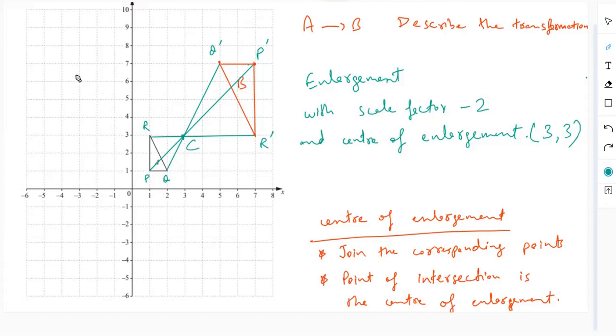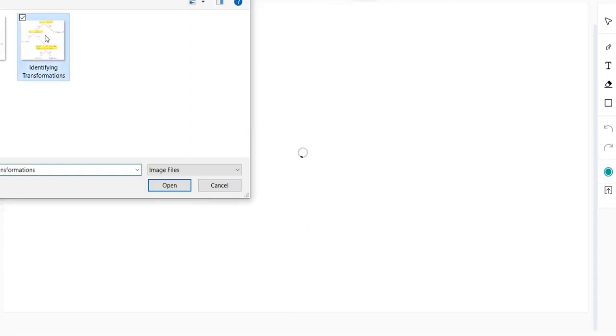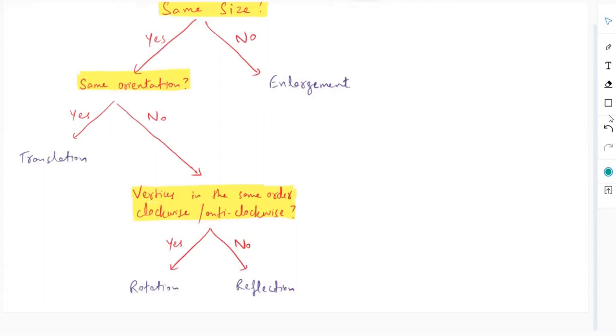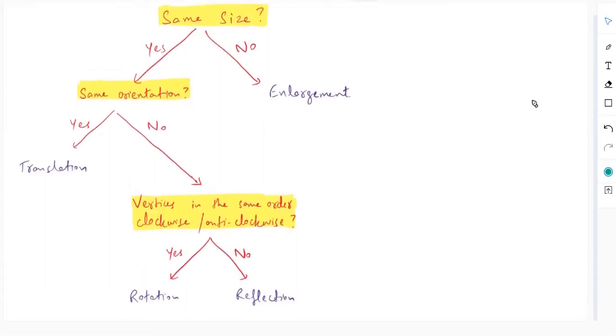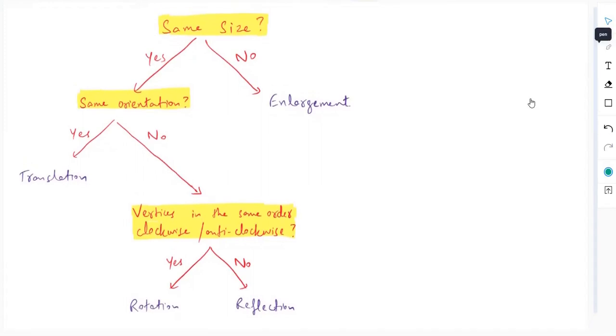Okay, now what do we do to identify transformations? Transformations, आपके पास दो figures दी हुई हैं, आपने identify करना है कि ये कौन सी transformation है. How do you do that? So this is a chart that I've made for you that you can use. आपने किस तरह से सोचना है? What's going to be your thinking process for this?